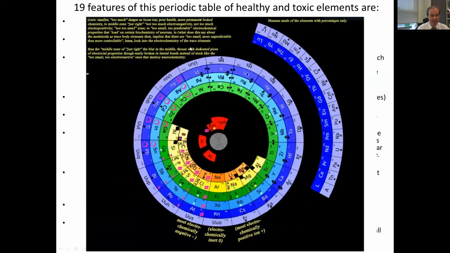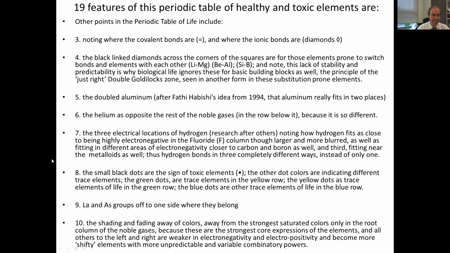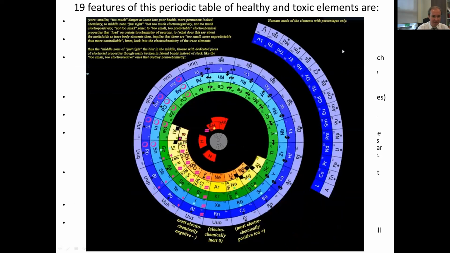And that's shown here by the equal sign. That's all the covalent bonding that happens in the periodic table. That's it. There's no other place. And that's exactly where life is. And where the ionic bonds are, diamonds tend to be ionic bonds.